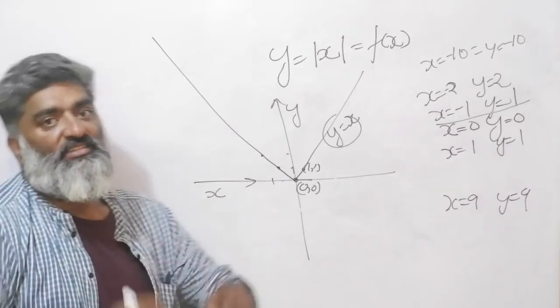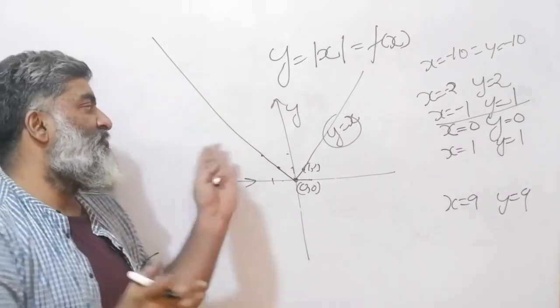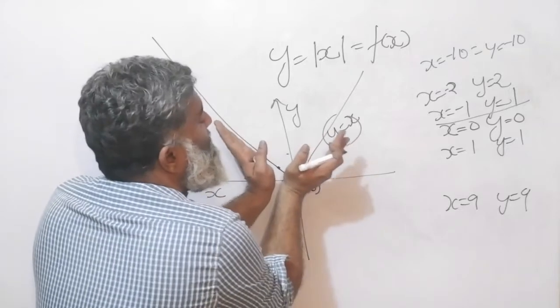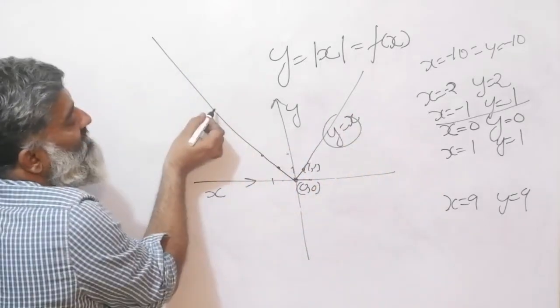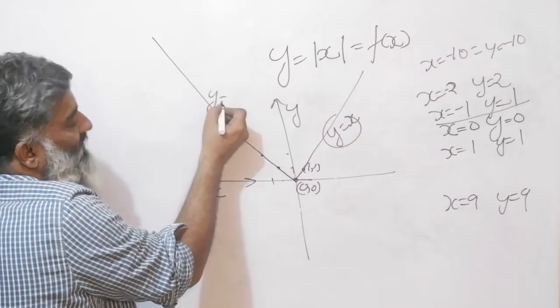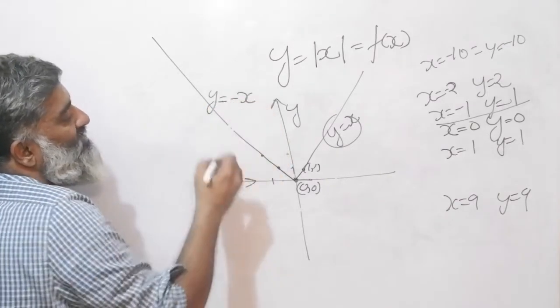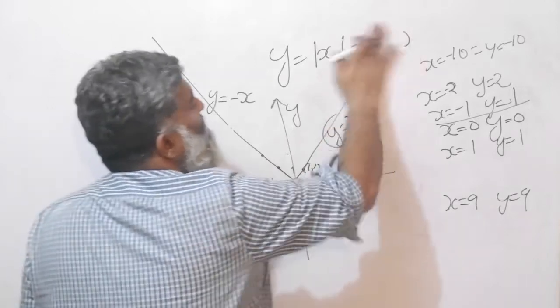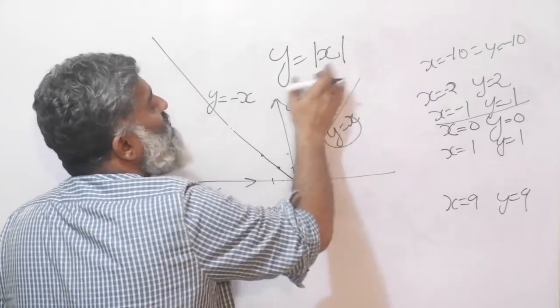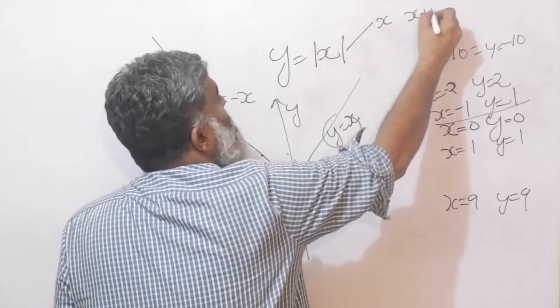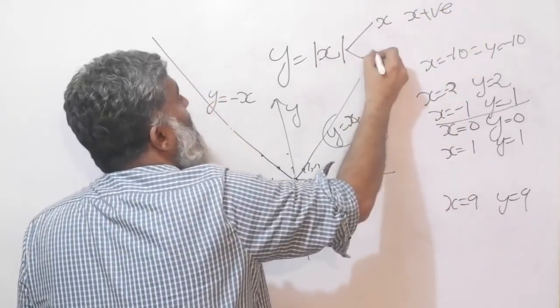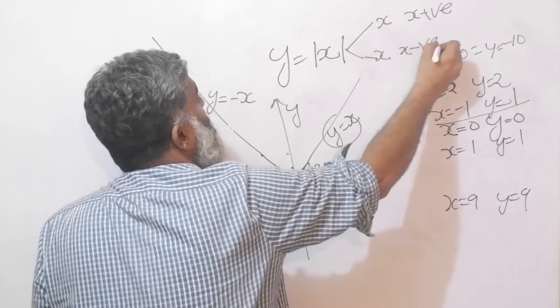So next time if I just say mod of x is like this, I should know that I'm talking about this function. So this line was y is equal to x. What is this line? This line is y equal to minus of x. Where is this coming from? Because remember, I am saying y is equal to mod of x. And what is mod of x? It is x when x is positive, and it is minus x when x is negative.